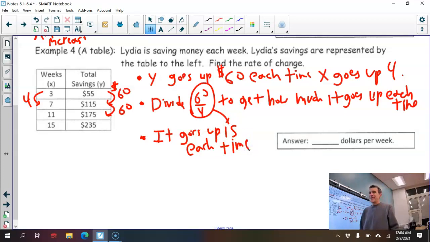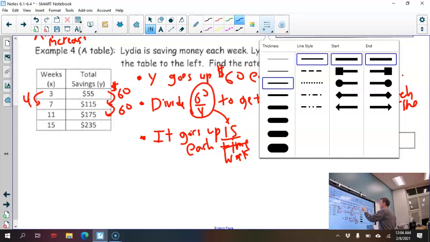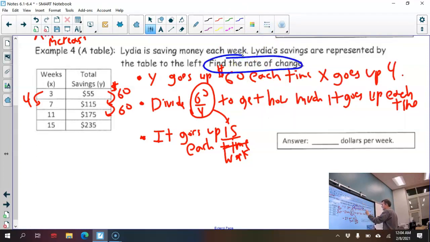All right, see, again, I just divided. Doesn't that make sense? If it's going up 60 in 4 weeks, dividing by 4 tells me how much it goes up each week, right? So I took the 60 and I divided it by 4, and I got it goes up 15 each time, or in this case, each week. So the answer is, what's the rate of change? Let me write that down. The rate of change is $15 per week. All right? We okay with that?